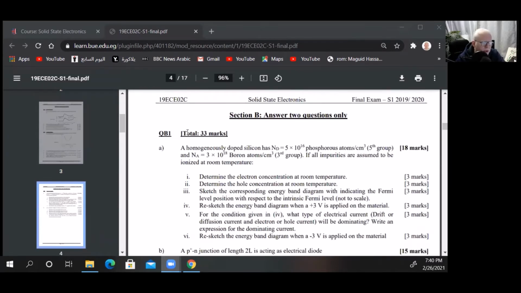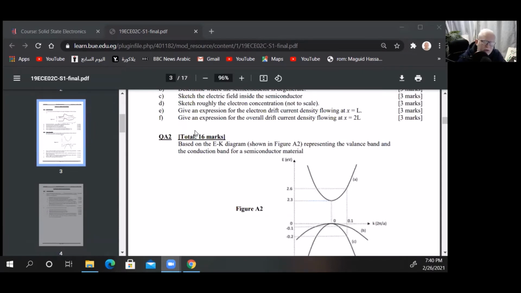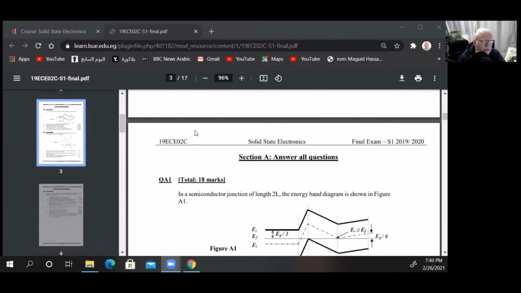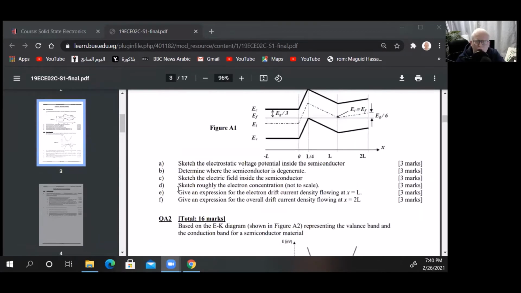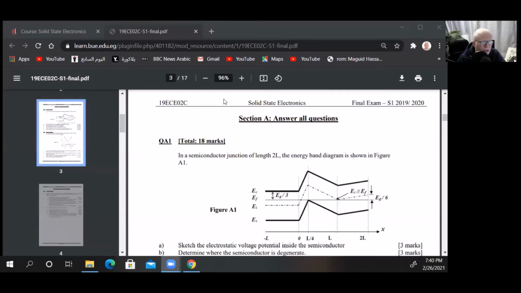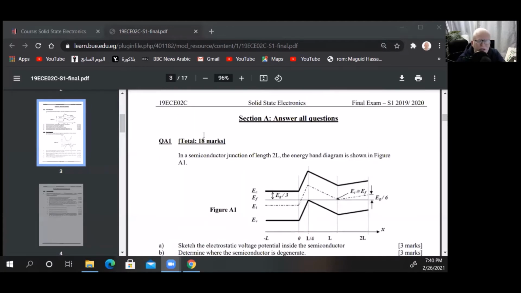And then we have three questions where you are asked to select two out of these three. What is somewhat different this year with respect to the previous year is that in your final exam, you will not find A1 and A2. It will be one question, called question number A. And this question A will have 32 marks, not 34. In the previous year exam, it's 18 plus 16, which is 34. However, this year, it will be a one-question exam covering 32 marks out of 100.